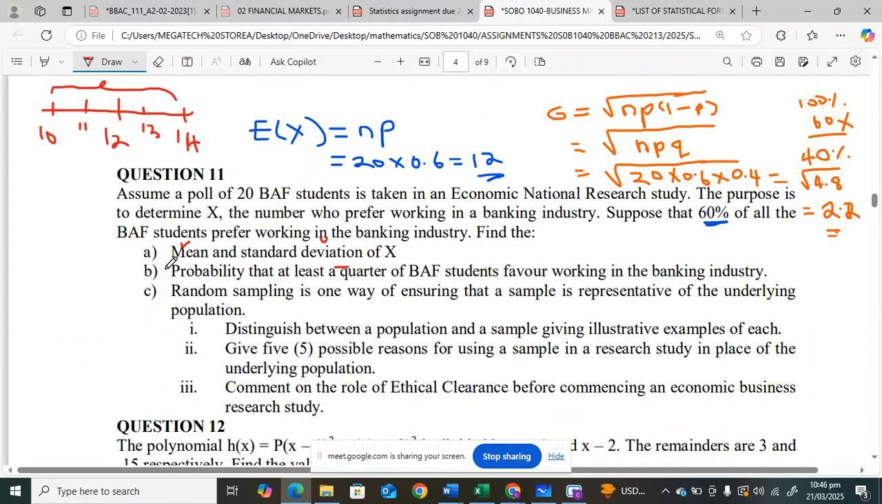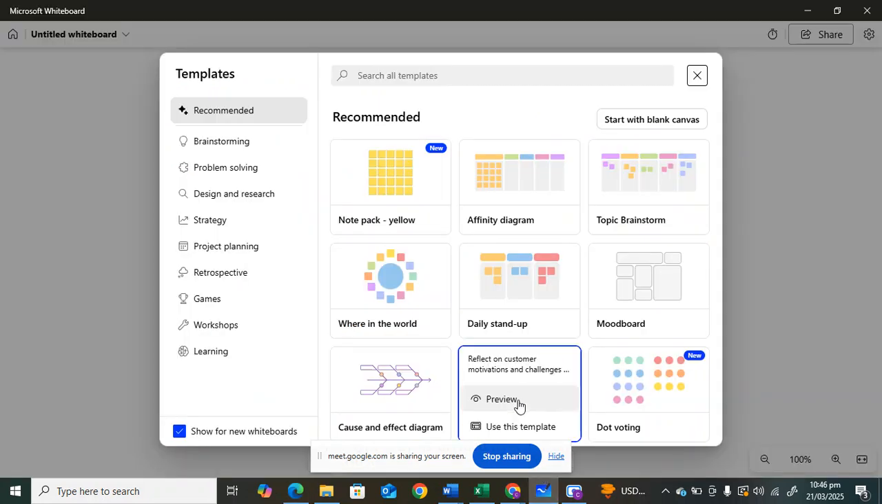We're on part B here, where it says find the probability that at least a quarter of students favor working in the banking industry. A quarter of 20 students is five students. So I'll find the probability that at least five students prefer working in the banking industry.